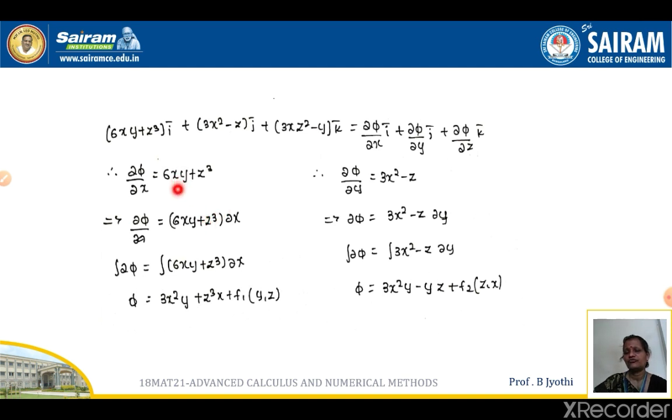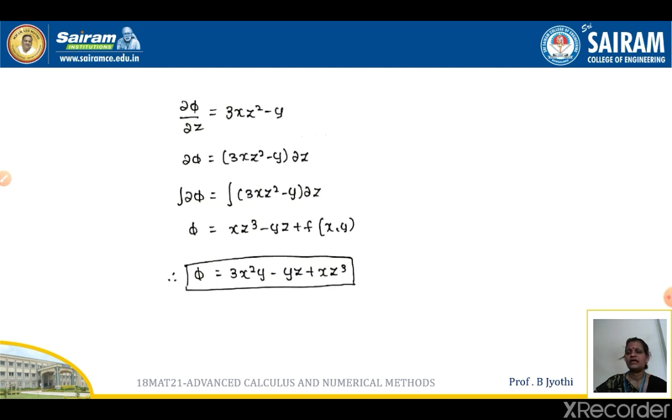When we integrate ∂φ/∂x with respect to x, we know that a function of yz is a constant to be added. When we integrate this, the x integral will be x² divided by 2. So we get it as 3x²y, and z³ when we integrated will be multiplied with x because we are integrating with respect to x, and the function of yz will be added as a constant. Similarly here 3x² is a constant. When it is integrated with respect to y, y gets multiplied. Similarly z is a constant. When it is integrated, we get multiplied with y. So f2 of zx has to be added as a constant.